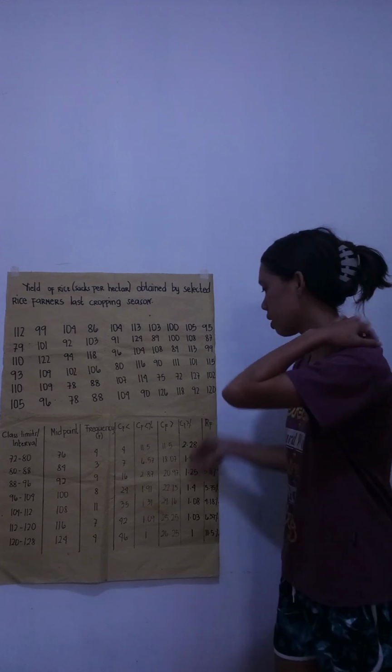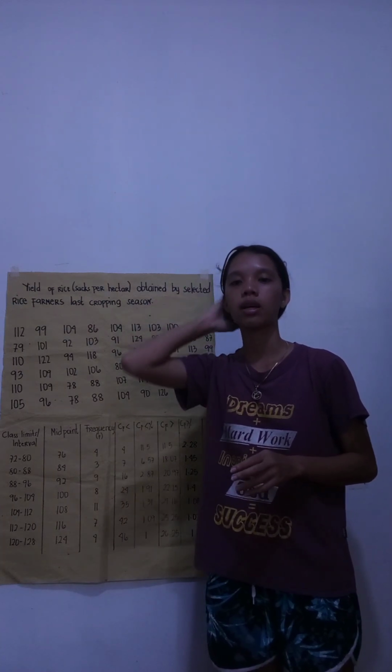And then next we are going to determine the frequency interval. So the total frequency is 46, which is here. So 46 divided by 4, then we're going to multiply it by 100%, and then the result will be 26.25.